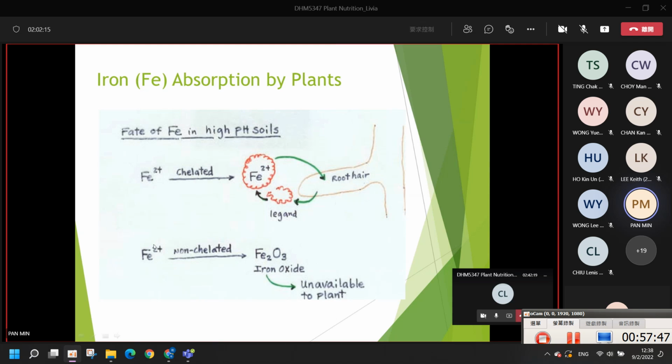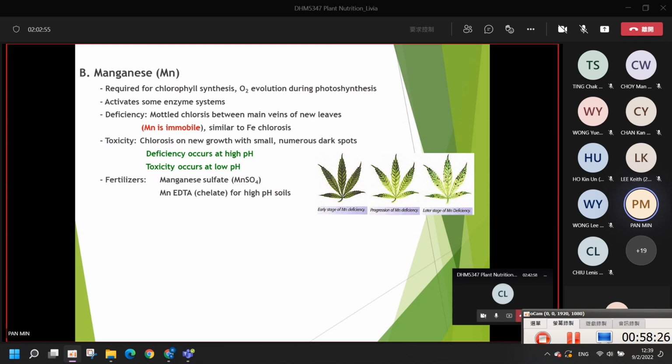And if the available iron is not chelated with the ligand part, such as EDTA or EDDHA, the iron will form an oxide form, making it unavailable for the plant, and the root hair cannot absorb the available iron in the soil solution.